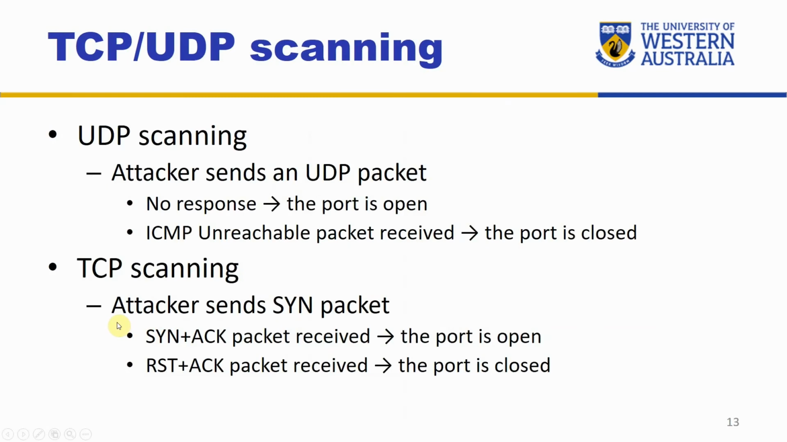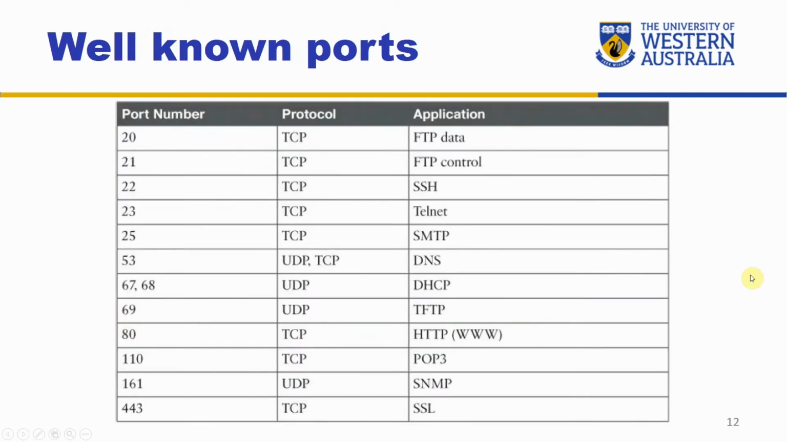We also have secure shell sitting on port 22, telnet on port 23, the DNS server sitting at port 53, etc. So if we can discover that such ports are open, for example, port 53 is open, maybe we can try to poison the DNS server, etc.